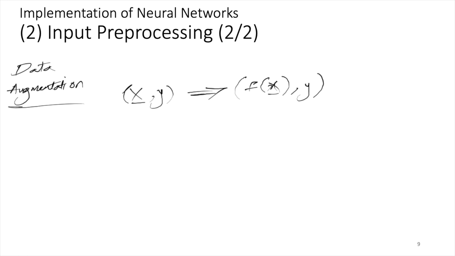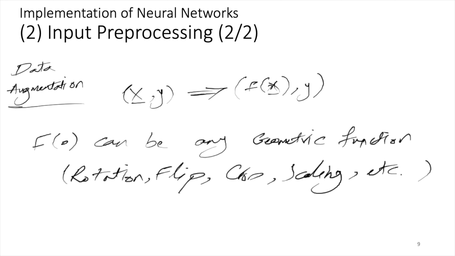You have to apply a function f of x that transforms your input, and this f could be any geometric function like rotation, maybe flipping the images, cropping a certain part, or scaling. These are mostly the designer's choice, and the way you adapt newer problems to your older neural networks, for instance. Okay?